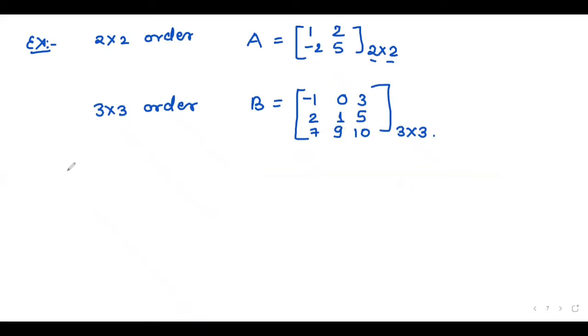We can write a square matrix of order n as an n-rowed square matrix also. In general, we can write it as A = [Aij] n by n, because the number of rows and the number of columns are both equal. This is called an n-rowed square matrix.